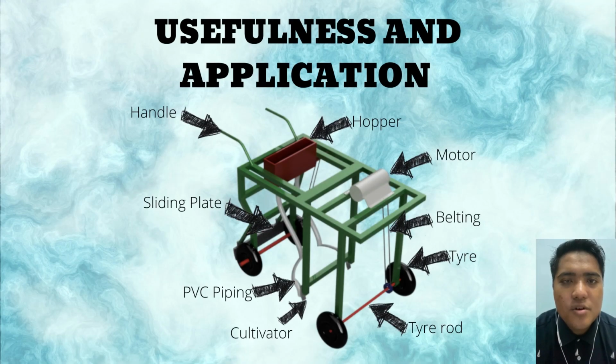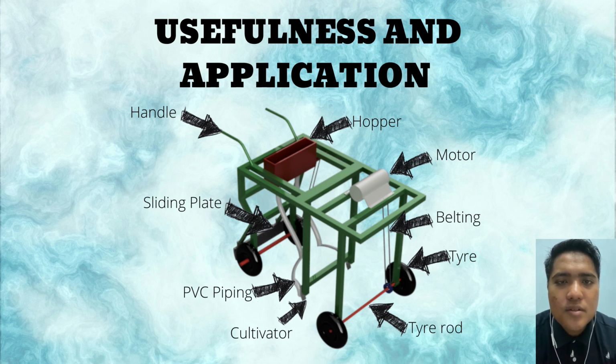There are a few components used in this project. As we can see, the handle is used to control the direction of the machine. The hopper is a place to put the seed. The motor and belt are used as a power transfer mechanism to move the machine forward with power of 60 rpm. Then inside the hopper there is a component called the seed distributor, to move the seed into pipes one by one.